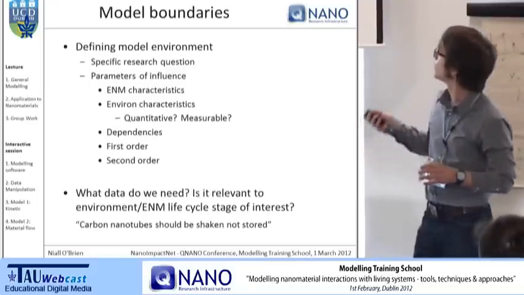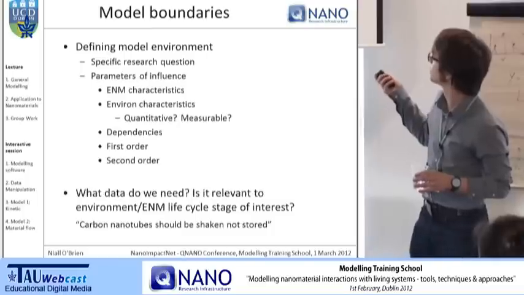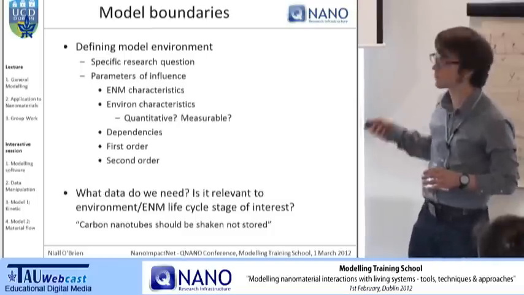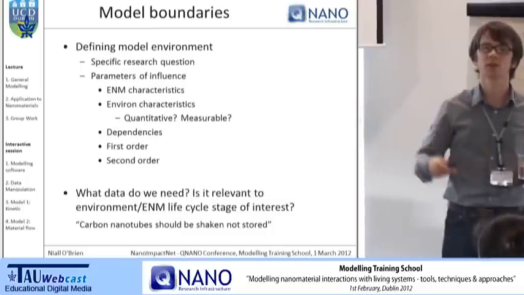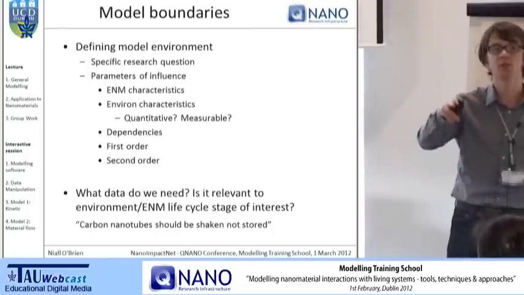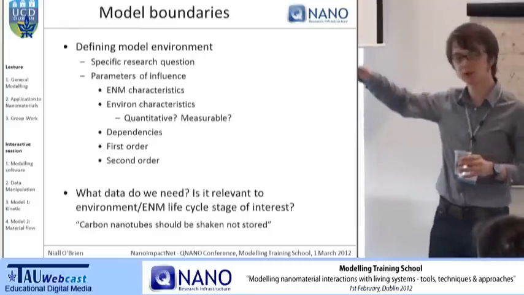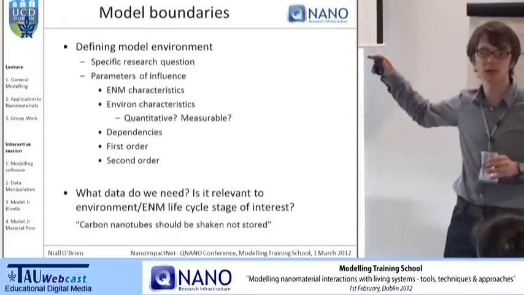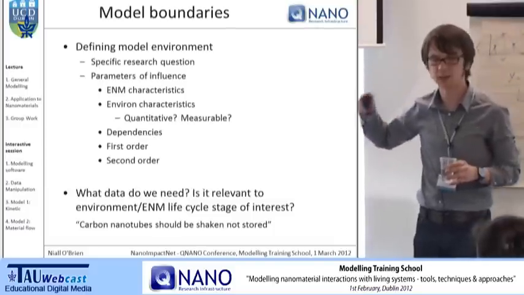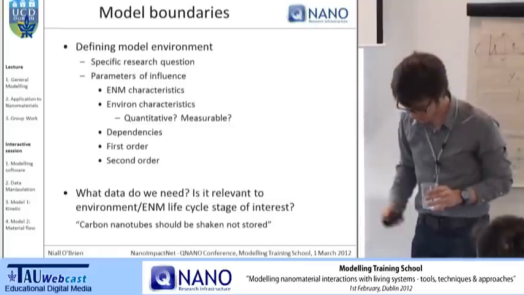So what data do we need? Is it relevant to the environment or nanomaterial life cycle stage of interest? The data we have, but is it relevant? Does it involve the material we're looking at, the material that's used in commercial products, the material that's released to the environment and then transformed? How is it relevant all the way through the life cycle? Do you have to change how this data influences your product because your material has changed?